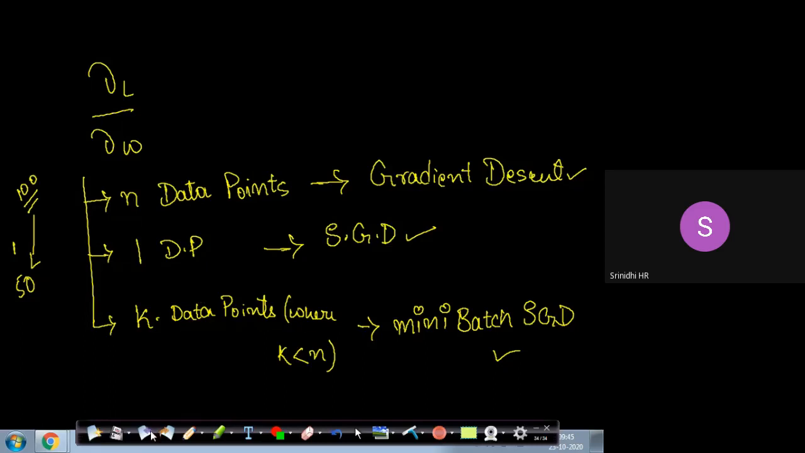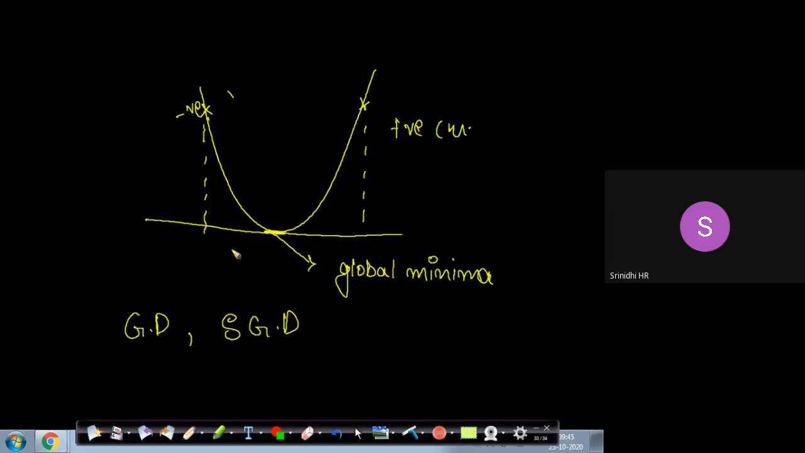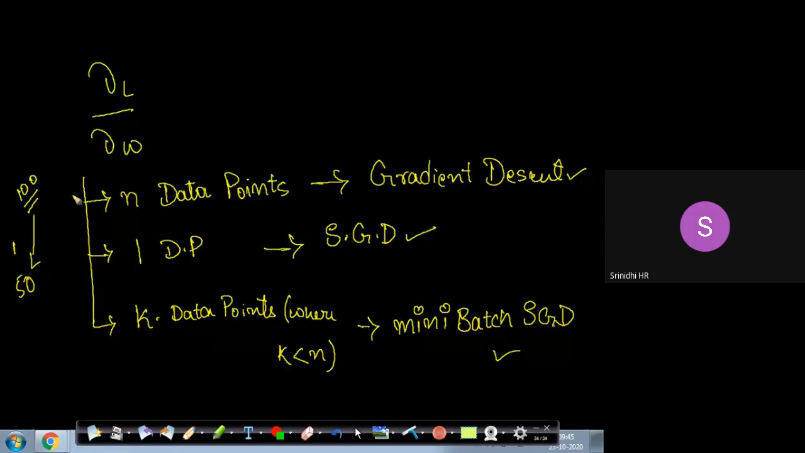So gradient descent is finding the slope. That's it. We are finding the derivative, finding the slope. If I want to find the slope of all the data points, it is gradient descent. If I am finding it for only one data point, it is stochastic gradient descent. If I want to find the derivative for k data points where k is less than n, I will call it mini batch stochastic gradient descent.